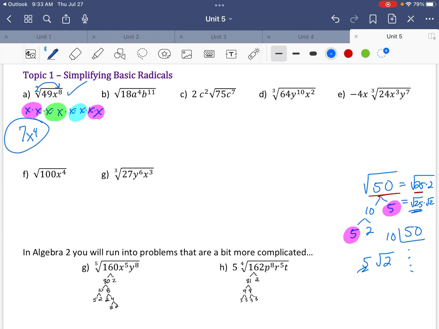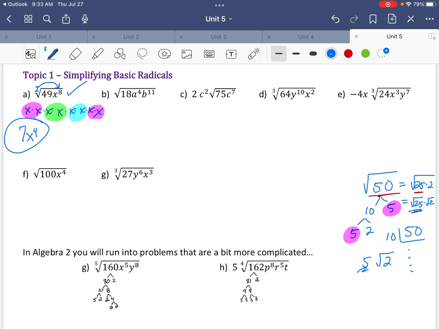So it turns out this problem is just a perfect square. It came out perfectly. There's nothing left inside the radical. You would call that a perfect square because it has a perfect square root with no remainders on the inside of the radical.